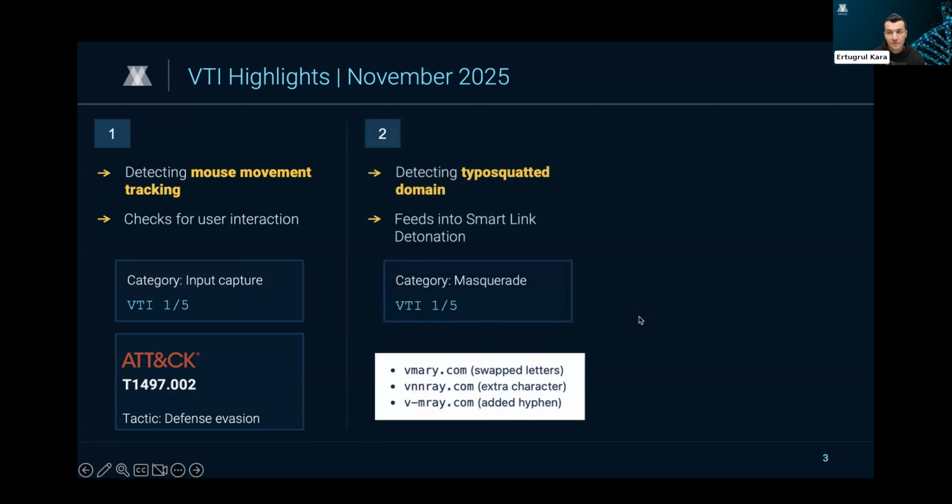The second one is about typo-squatted domains. As you may know, the platform does smart link detonation. It decides whether to auto-detonate URLs in things like PDFs or emails. Now, if a domain looks like a typo-squat, and I don't want to give attackers ideas, but you can see examples here, that's a new trigger condition. We also added a VTI around it on top of the smart link detonation logic. That being said, this one can get a bit funny with edge cases.